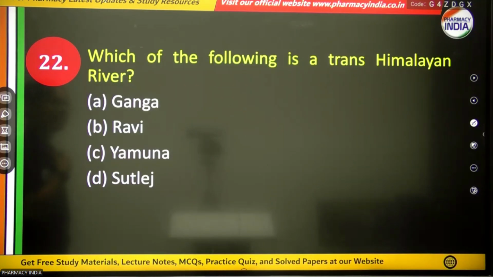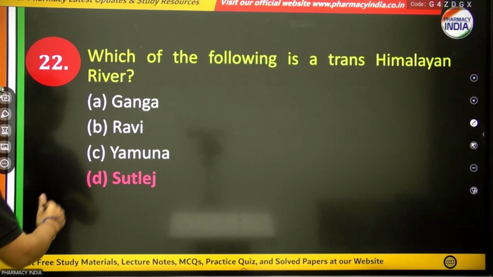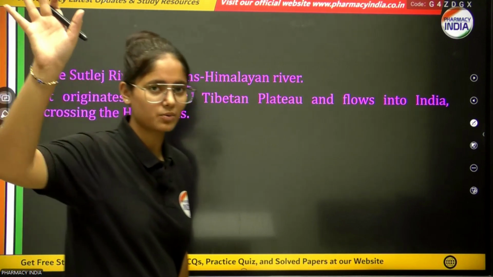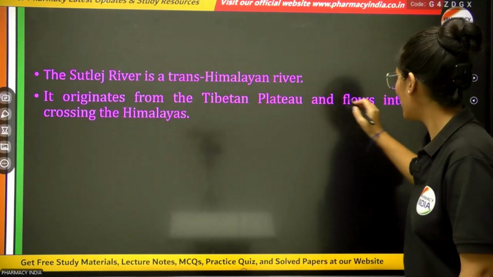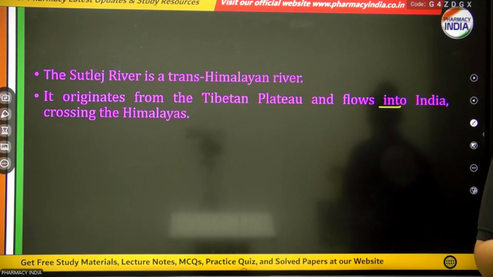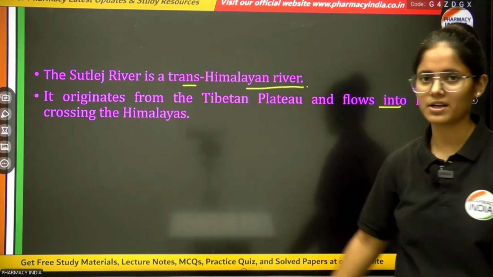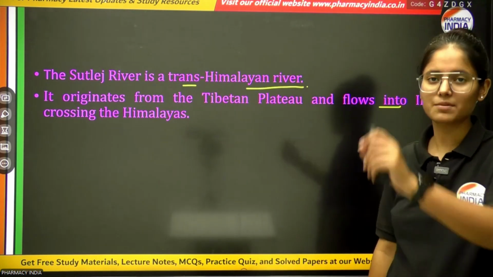Clear. Next question. Which of the following is a trans-Himalayan river? Ganga, Ravi, Yamuna, or Sutlej? Correct option will be Sutlej. What is Sutlej? The Sutlej river is a trans-Himalayan river, which originates from the Tibetan Plateau and flows into India, crossing the Himalayas. Clear? This is the reason why it is known as a trans-Himalayan river, a river which crosses the Himalayas.